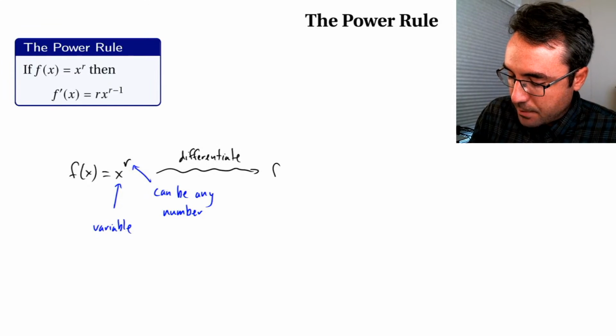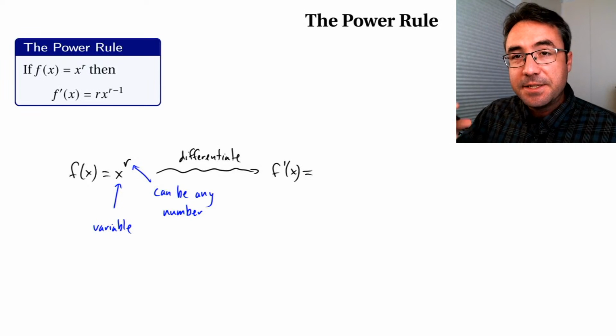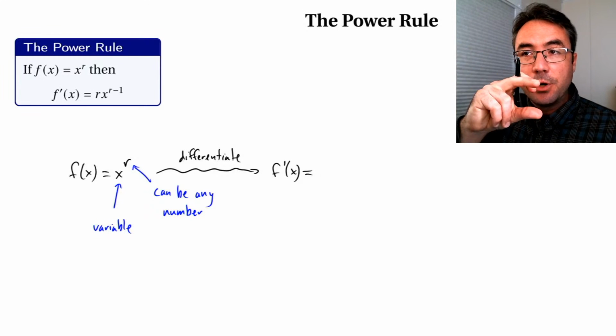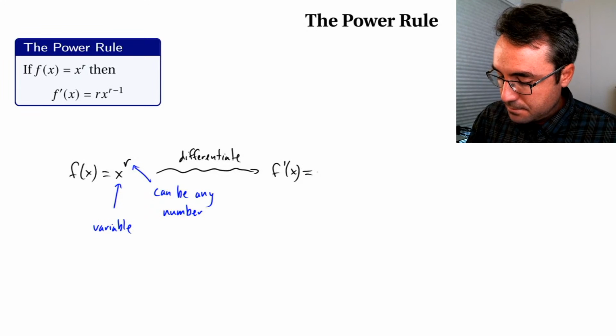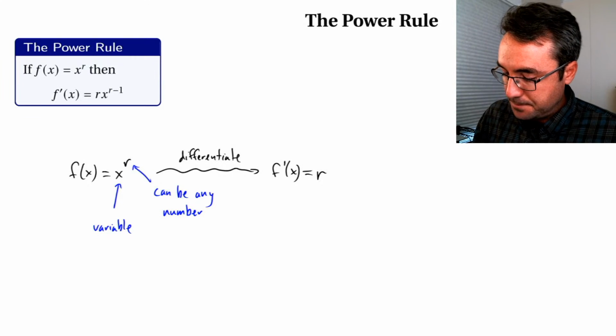All right, so we're going to start by writing f prime of x. And the very first step that we do when we're applying this power rule is to take our exponent and put it in front. So we're going to take r and put it in front. That's our first step.